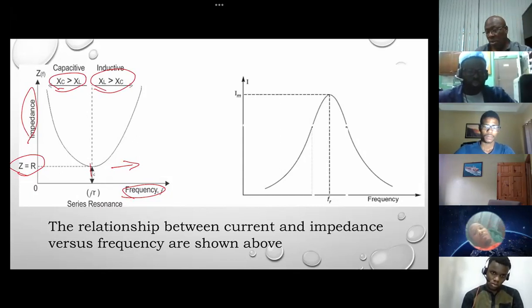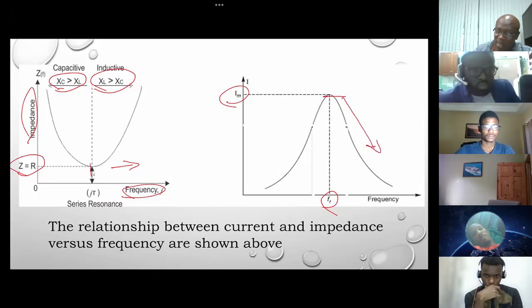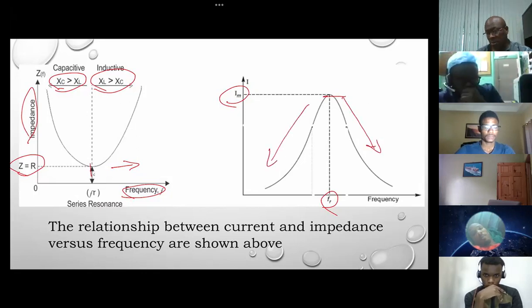For the current versus frequency, at FR, we're dealing with the maximum current. But obviously, if you look at the impedance, we are increasing on either side of FR, which means that the current would be falling on either side of FR. So we have the maximum, and then we are falling on that side, and falling on this side.